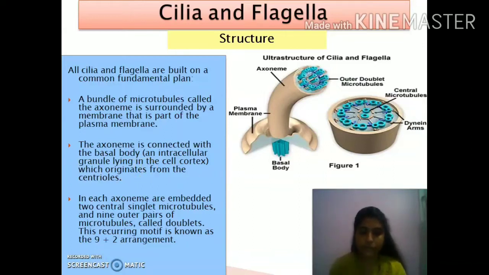Clear? Now see, each axoneme is embedded with two central singlet microtubules. Now just try to understand one thing. This axoneme, if we take a cross section, then it will look something like this, right? So with this diagram, we will try to understand the basic ultrastructure, or the structure within the cilia or flagella. Now see, in each axoneme are embedded two central singlet microtubules.